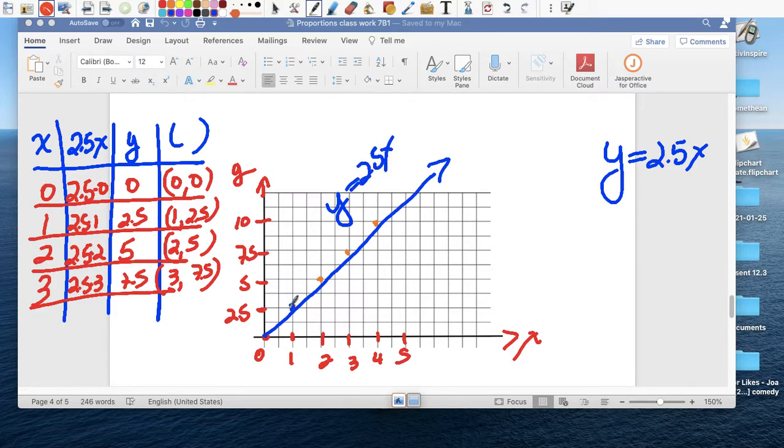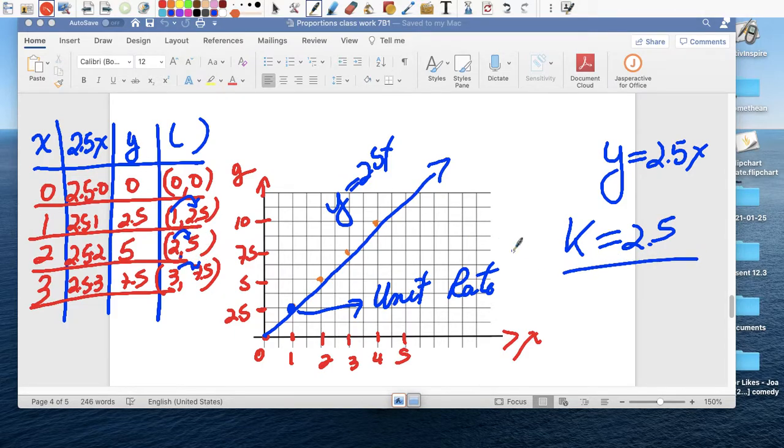Here's my unit rate. I can identify it. I don't know if it asked for it, but k is 2.5. So notice that every time, it's times 2.5, times 2.5, times 2.5. So that's my constant of proportionality. Again, like I said, most of you have this done, so just use it to check.